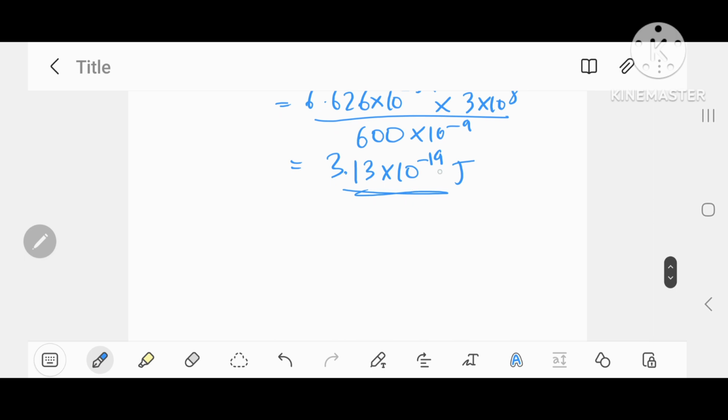Now we need the answer in electron volts, so let's divide by 1.602 times 10 to the minus 19, because that's how many joules there are in 1 electron volt. That equals 1.95 electron volts.